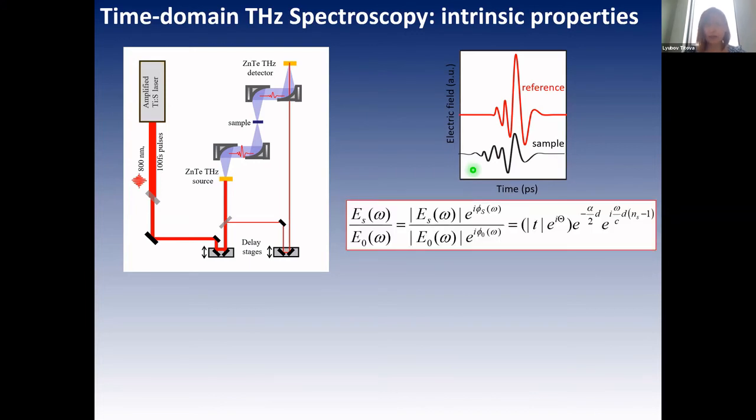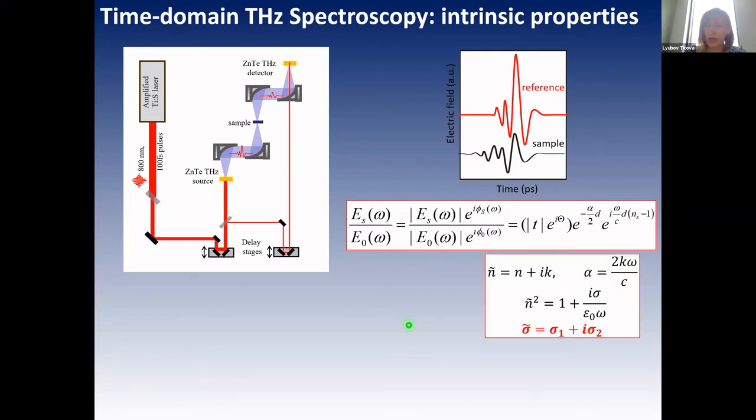Well, we analyze it in the frequency domain by looking at both the amplitude and the phase of both of these pulses. And by applying quite simple analysis based on Fresnel equations, what we can get directly without any Kramers-Kronig analysis is a set of complex frequency-resolved optical parameters, things like refractive index and absorption coefficient, or alternatively, what we would like to use is complex conductivity.